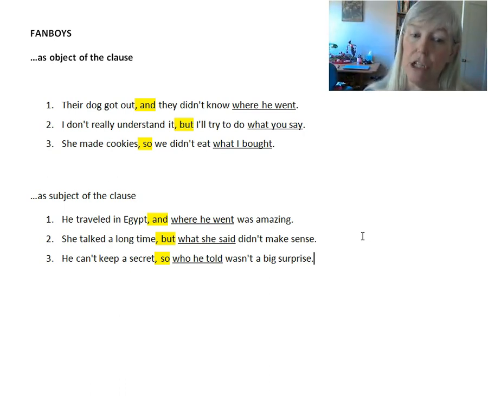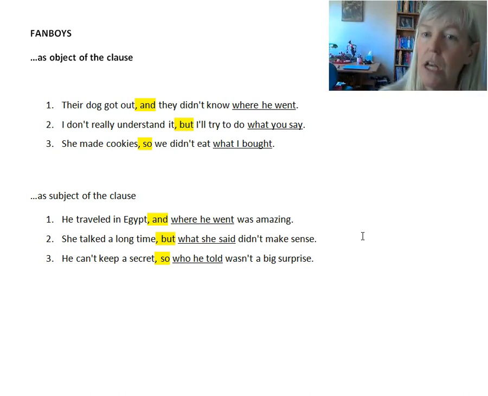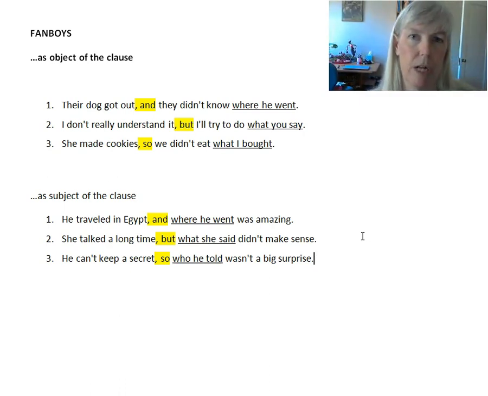He traveled in Egypt, and where he went was amazing. She talked a long time, but what she said didn't make sense. He can't keep a secret, so who he told wasn't a big surprise. In all of those cases, the noun clause is the subject of the other clause. A noun clause is the subject. It is the object. It is the object of a preposition.